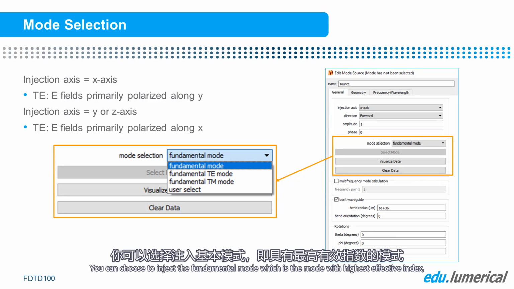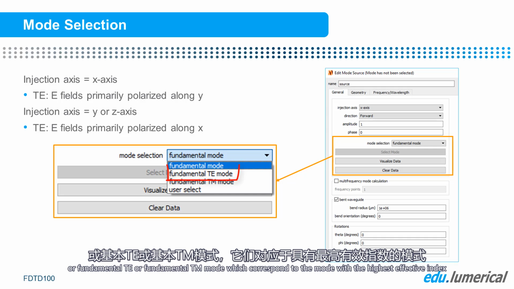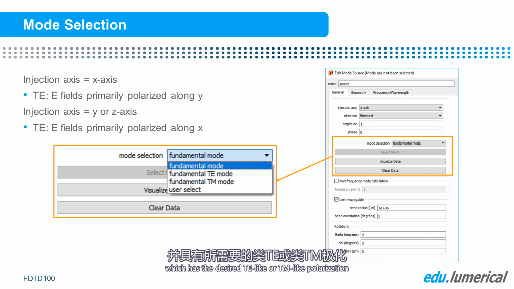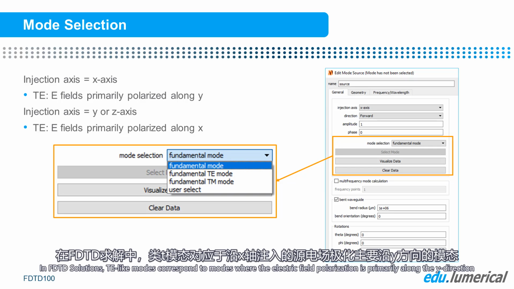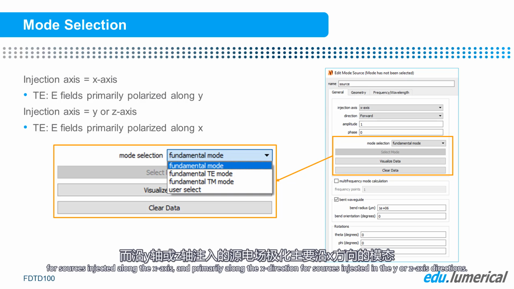You can choose to inject the fundamental mode, which is the mode with highest effective index, or the fundamental TE or fundamental TM mode, which correspond to the mode with highest effective index, which has the desired TE-like or TM-like polarization. In FDTD solutions, TE-like modes correspond to modes where the electric field is polarized primarily along the Y direction for sources injected along the X-axis, and primarily along the X direction for sources injected in the Y or Z axis directions.